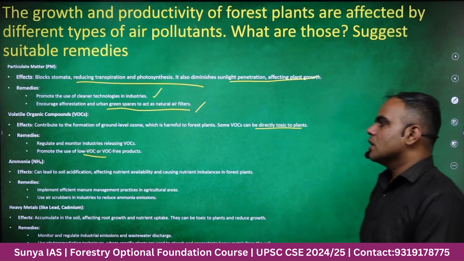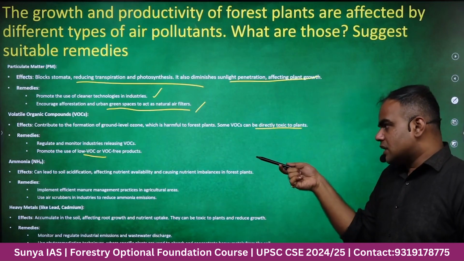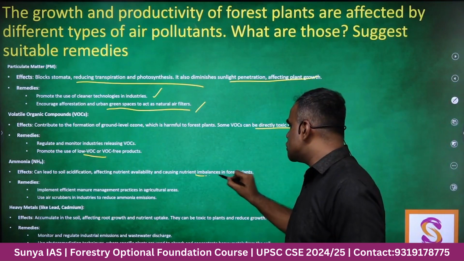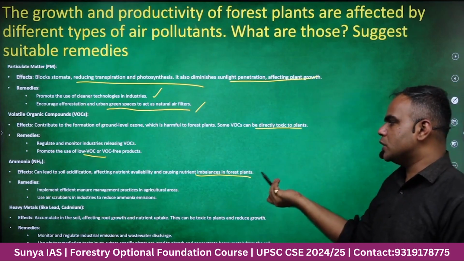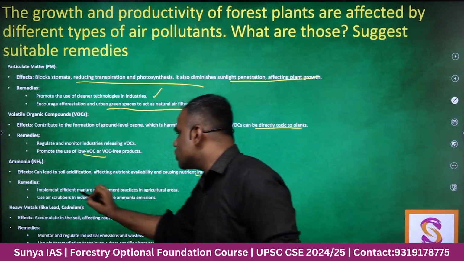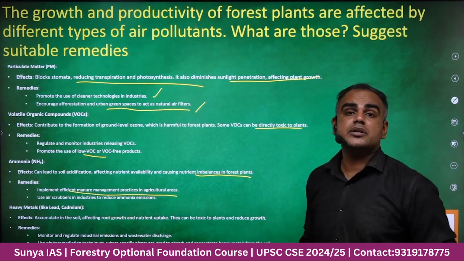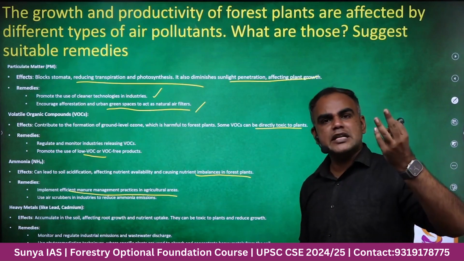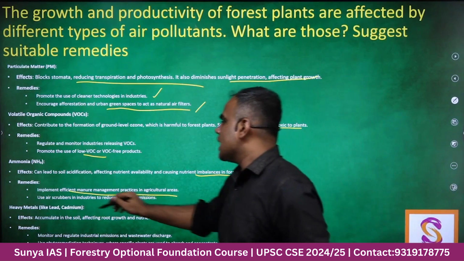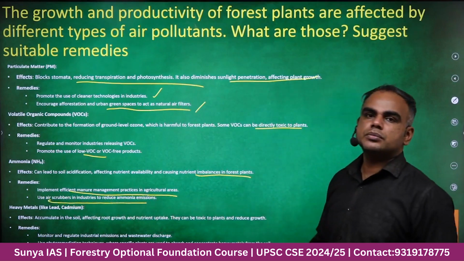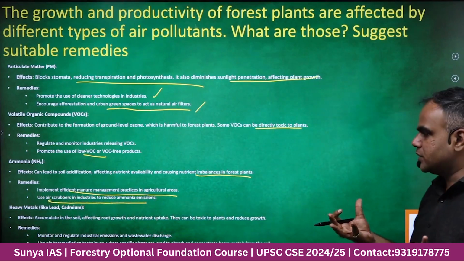In ammonia, ammonia can cause acidification, can cause nutrient imbalance also. So what you can do? Efficient manure management practices in agriculture. This will limit the release of ammonia. Air scrubbers can be used. Air scrubbers in general is a very good point.